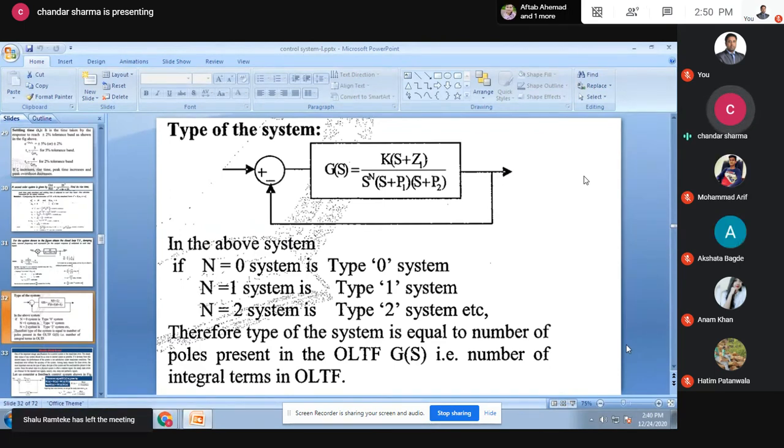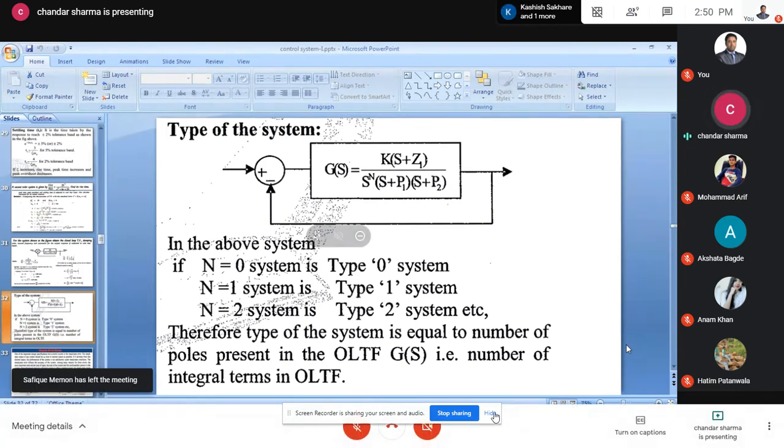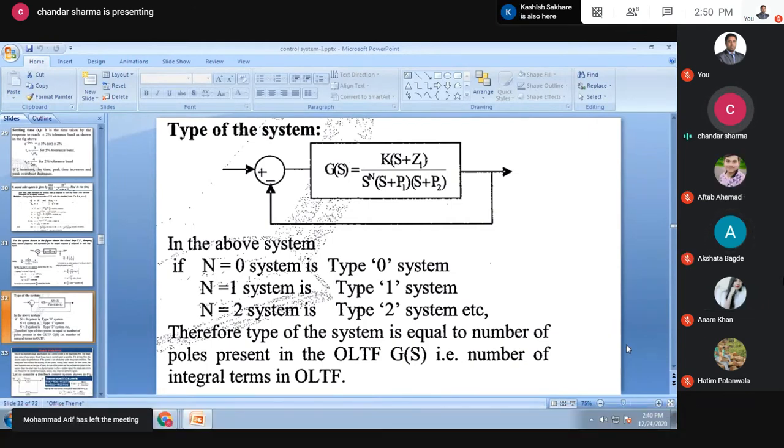The type of the system is very important. It is defined as the number of poles of the loop transfer function, that is G(s)H(s), at the origin. जितने origin पे poles रहेंगे या roots रहेंगे G(s)H(s) के, that is called the type of the system.